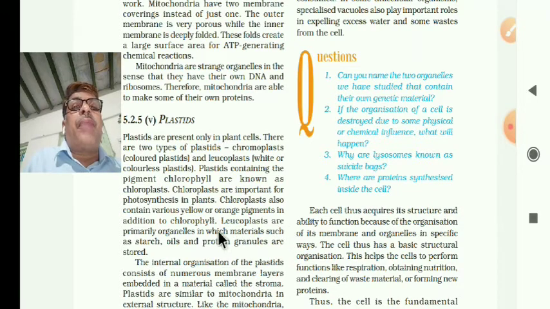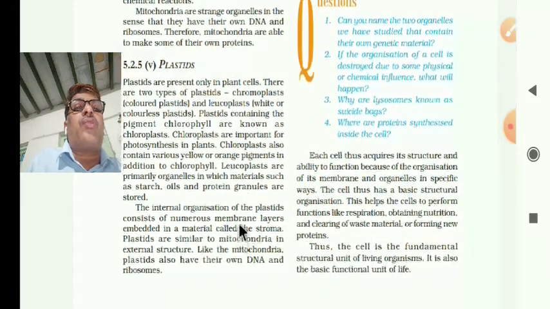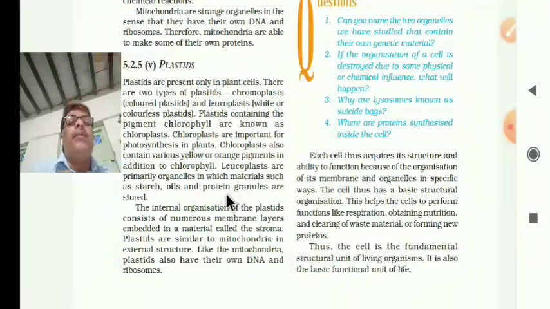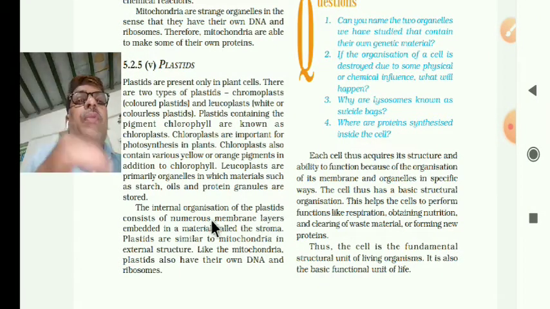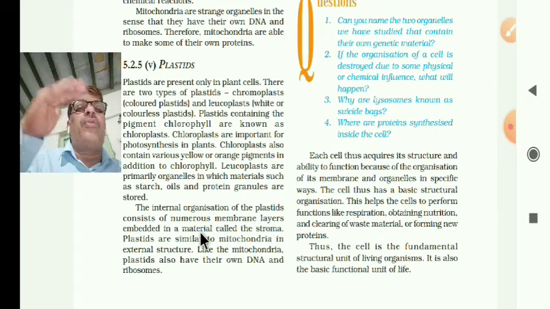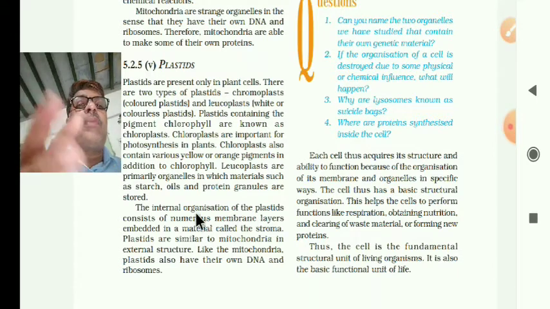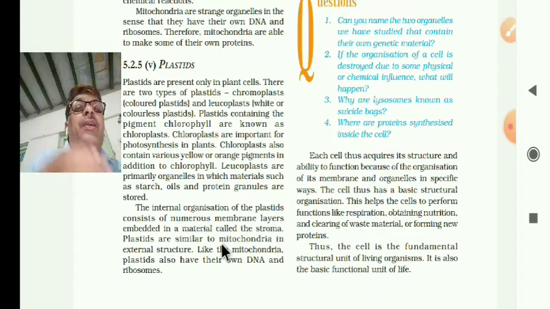Leucoplasts are primarily organelles in which materials such as starch, oils and protein granules are stored. So those will be stored in the leucoplasts. The internal organization of the plastids consists of numerous membrane layers embedded in the material called stroma.